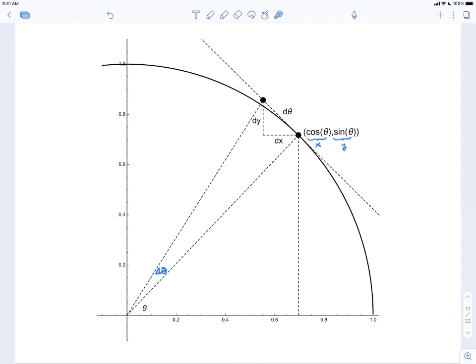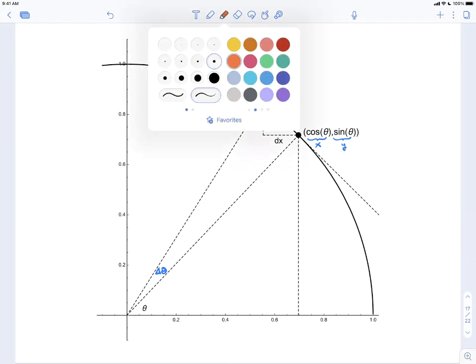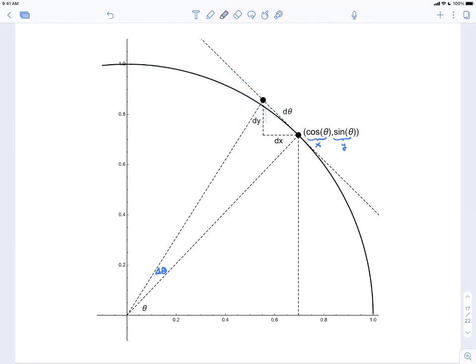Now, here is a very useful fact, which is that this small triangle right here is similar to this larger triangle right here. Now, why would that be true? Notice first that they're both right triangles. They both have a right angle. So here is the right angle in the large triangle, and here is the right angle in the smaller triangle.